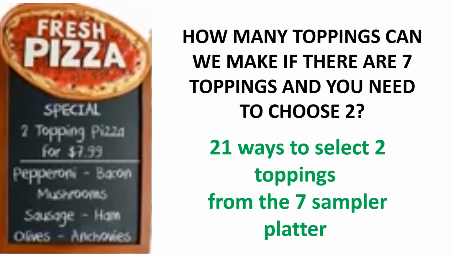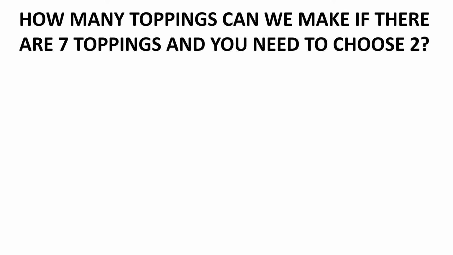How was it done? Or paano nakuha yung 21 ways? Remember that there are 7 toppings and you need to choose 2. So that is combination of 7 objects taken 2 at a time. Remember sa pagpili ng toppings natin, hindi naman importante kung mauna ba yung isang topping dun sa isang topping. So this is a combination problem.